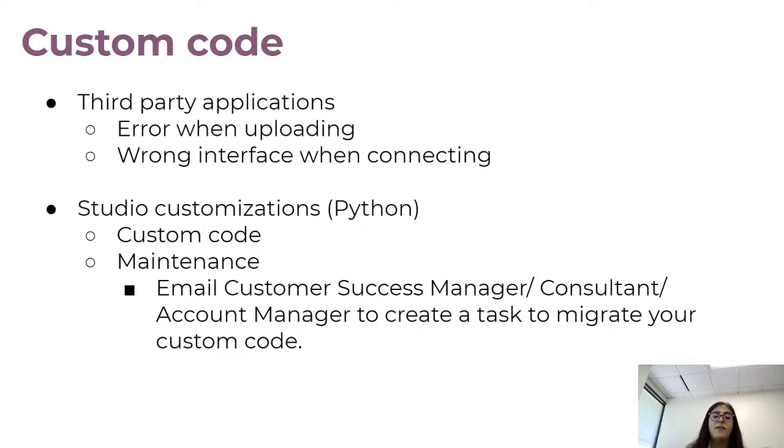If you have any custom code that has been developed by Odoo, make sure that you email your customer success manager, the consultant you're working with, or your account manager, your point of contact at Odoo, and ask them to create a task in order to migrate all of your custom code. You want to do it at this time, at the beginning, just so that we can do both processes consecutively.